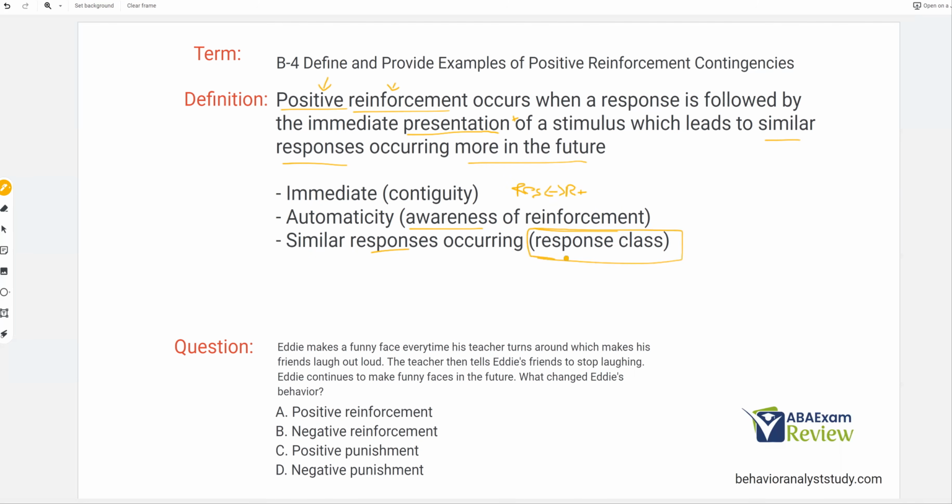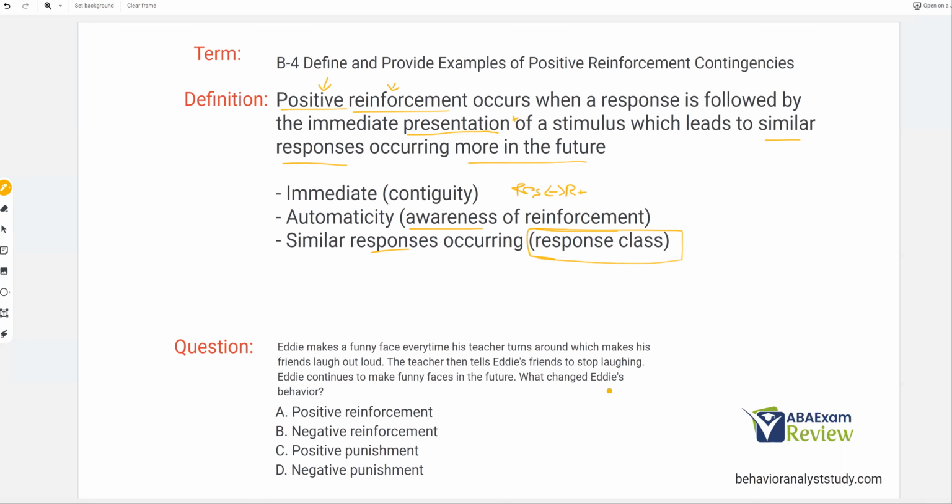Each time you reinforce a response in a response class, that whole response class should get stronger in the future. So Eddie makes a funny face every time his teacher turns around, which makes his friends laugh out loud. The teacher then tells Eddie's friends to stop laughing. Eddie continues to make funny faces in the future. What changed Eddie's behavior? What are we looking at here?